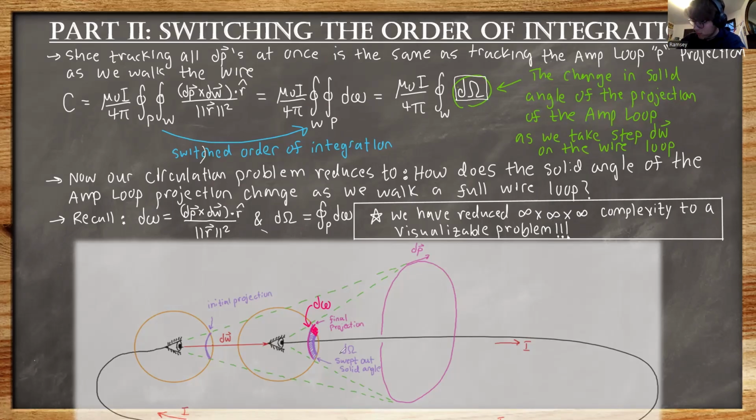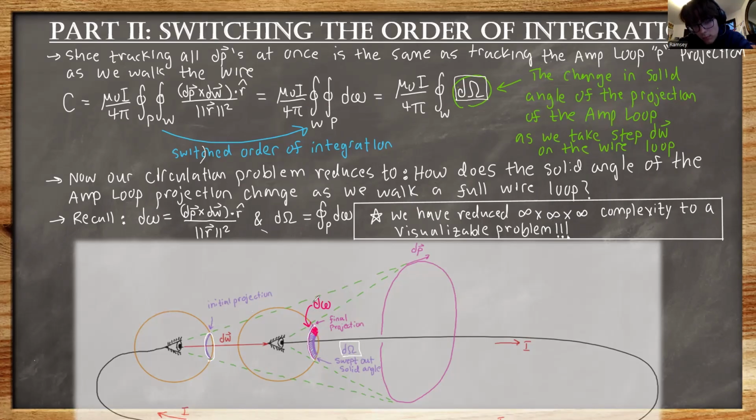And I actually do have a picture for this one, which is good. So if you'd imagine this is your eyeball, this is your unit sphere. Here's the initial projection of your amp loop path on your unit sphere right here. Then you take step dw and you find the new projection. And it's gotten a little bigger because you've gotten a little closer, right? That entire strip, that's the difference between the initial projection and the final projection, that entire strip is d capital omega.